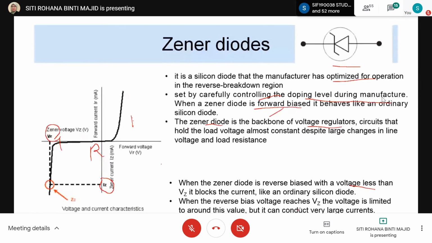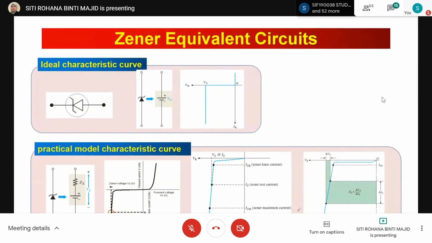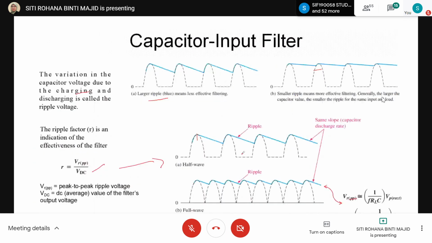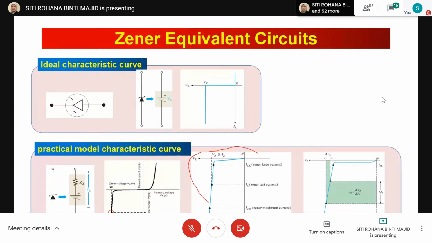Okay, so now I want to discuss the characteristic curve for the Zener diode, because it is similar to that of the silicon or normal diode. But we will emphasize more the region of reverse bias, where the breakdown region happens.